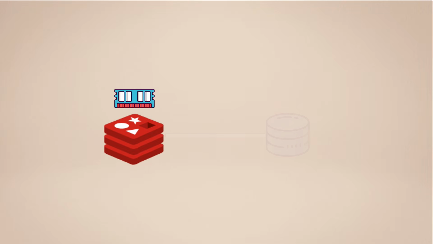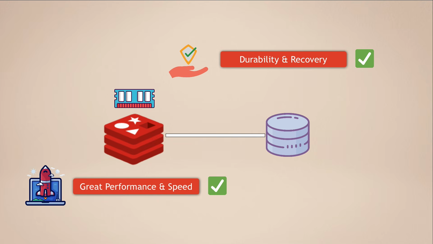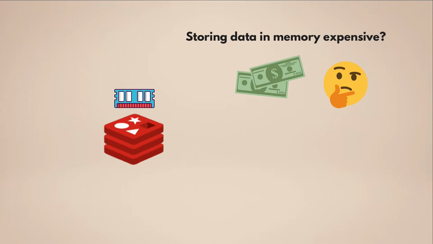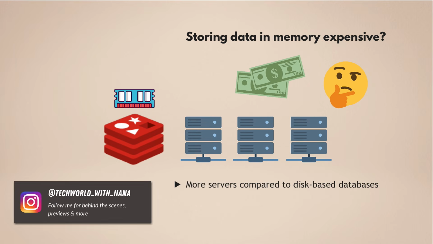Great, now we know you can persist data with Redis for durability and recovery, while using RAM or memory storage for great performance and speed. So the question you may have here is, isn't storing data in memory expensive? So you would need more servers compared to a database that stores data on disk, simply because memory is limited in size. So there's a trade-off between the cost and performance.